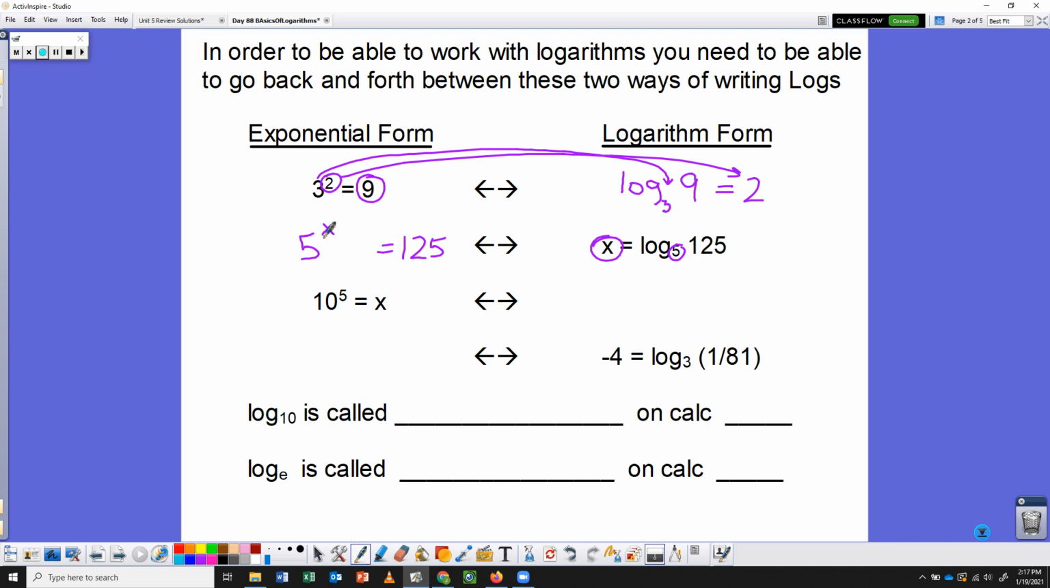Okay, let's practice one more time, going from exponential form to log form. So my exponent is 5. That's going to be on the side by itself.